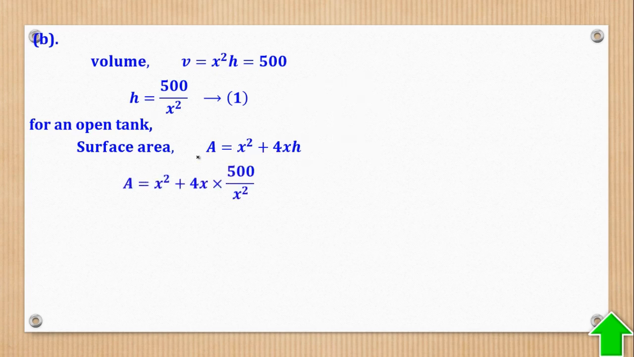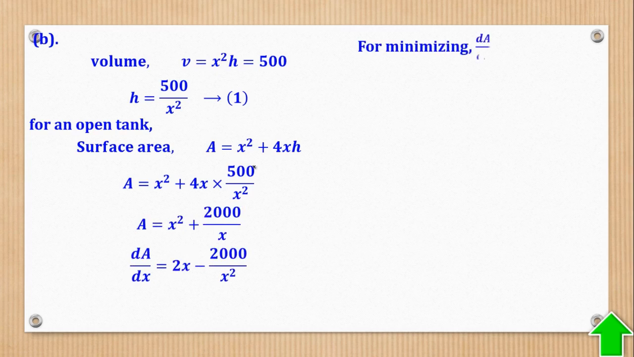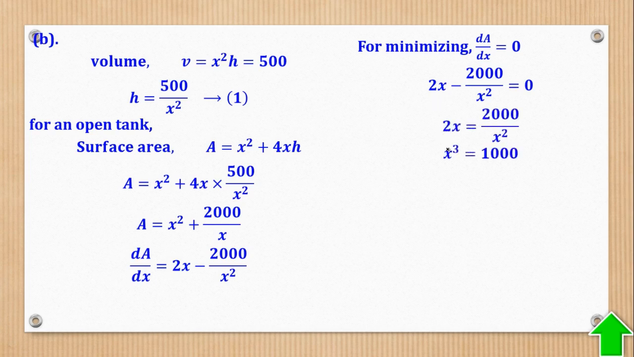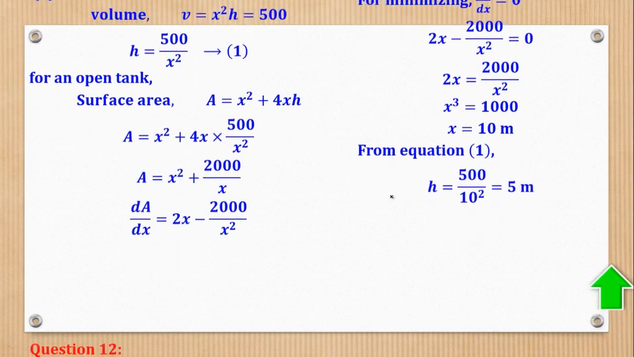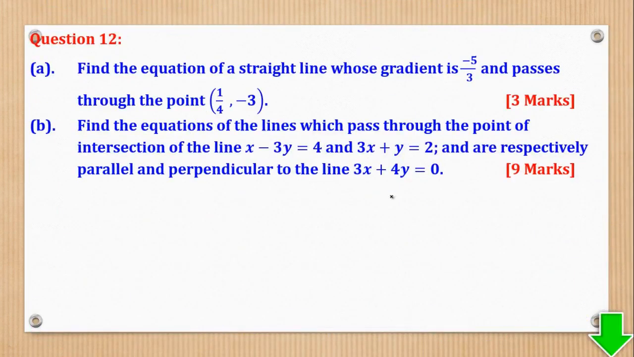Then you substitute for h and simplify, then differentiate. After differentiating, you remember that for minimizing, the derivative must be equal to 0. So equate to 0 and make x the subject. So x will be equal to 10 meters. Therefore from this equation I can get the value of h, and those will be the dimensions they wanted.